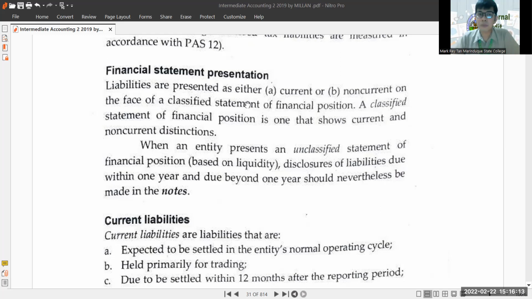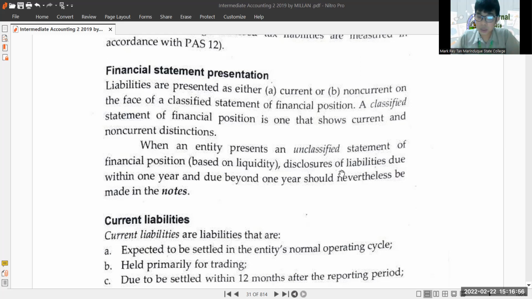There are two known ways to present the statement of financial position, or the balance sheet. The first is presenting assets and liabilities as current and non-current. The other is presenting them based on liquidity. If based on liquidity, the order starts with the most liquid items, which are easily convertible to cash. Kumbaga, the most current comes first.